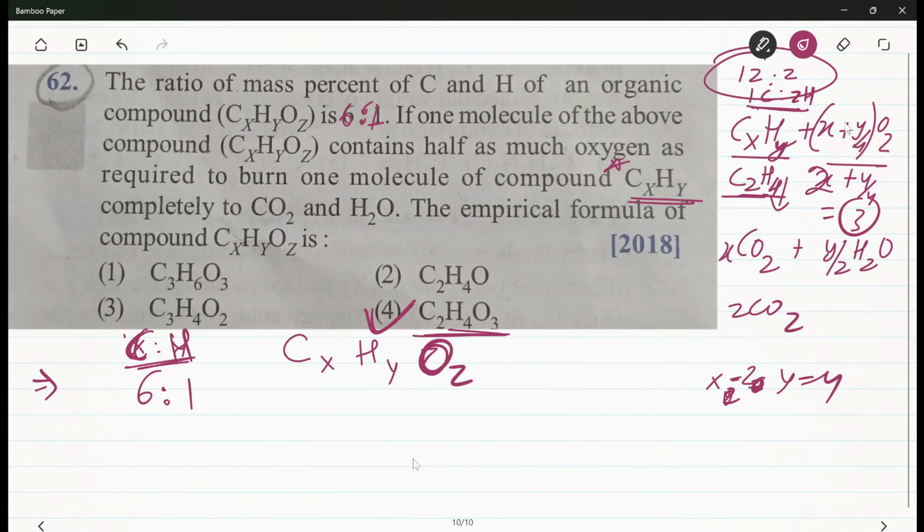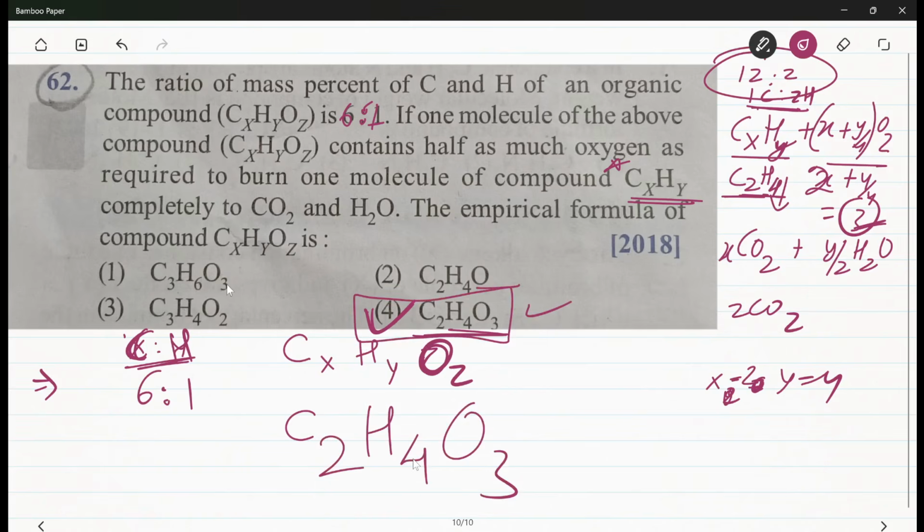For that 2 carbon, 4 hydrogen, how many oxygen? Now 2 plus 4 by 4, which is 3. So you have x is equal to 2, y is 4, O is 3. And this is the first empirical formula in my mind, and that is the only option. You see here, O is 3. If O is 3, the remaining are not the correct answer, right? Got it? And they're asking for the empirical formula, not the molecular formula.